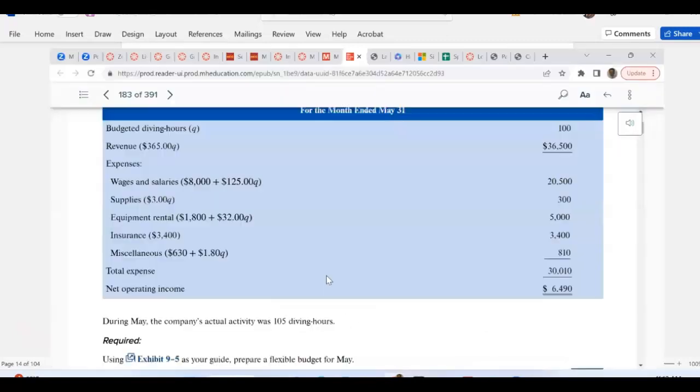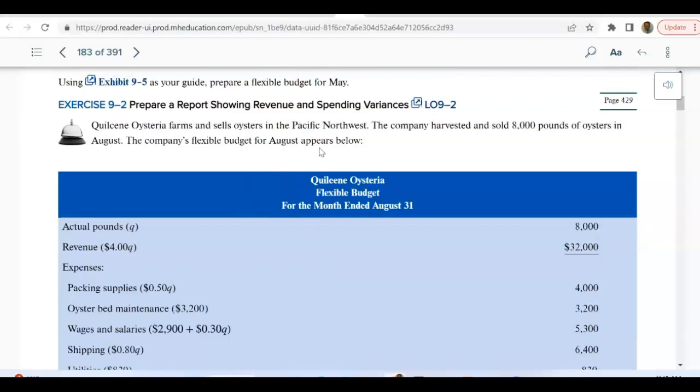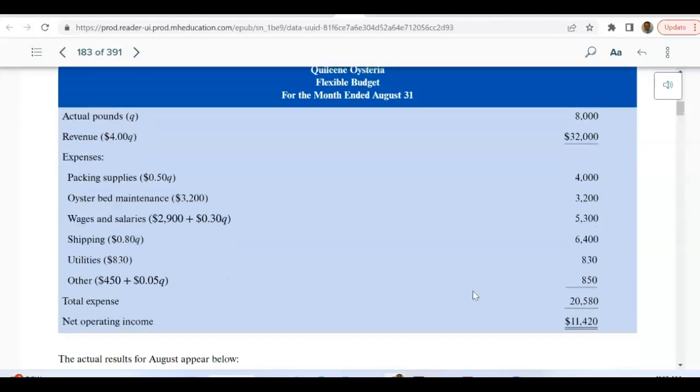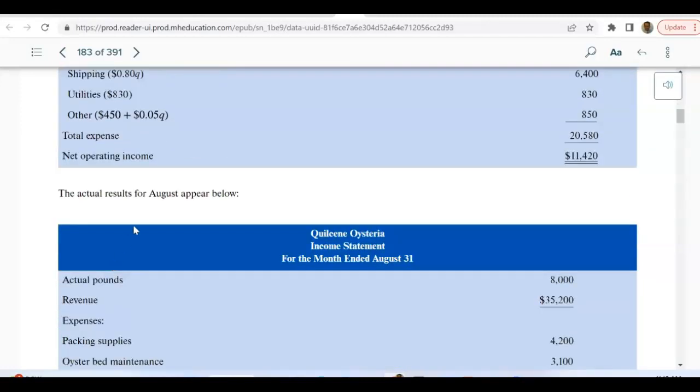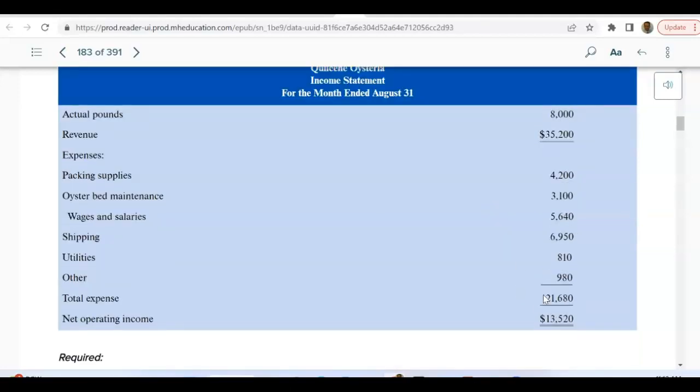So in problem number 2, which is again probably a homework assignment, it says the company harvested and sold 8,000 pounds of oysters in August. The company flex budget for August appears below. Here is the flex. It's already given to you. In the previous problem, we created a flex budget, but in this problem, they gave the flex budget already. But then they say the actual results for August are below. This is what actually happened.